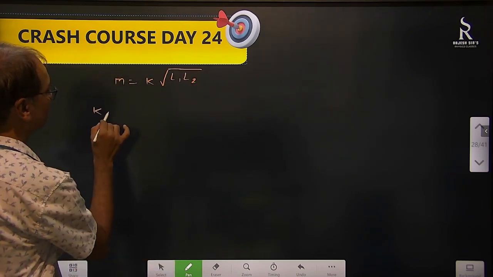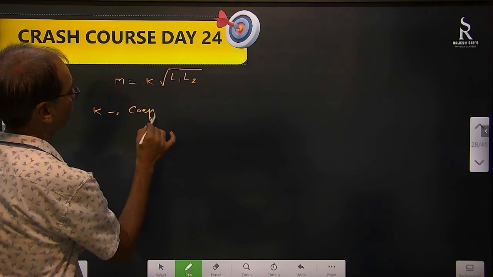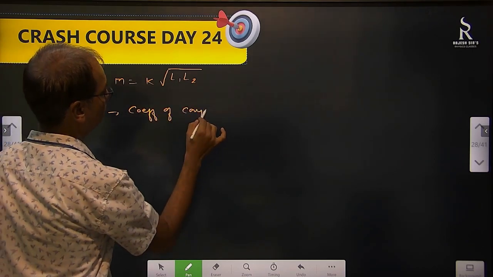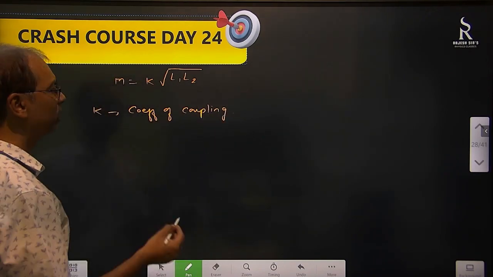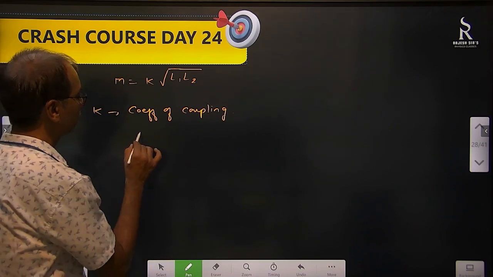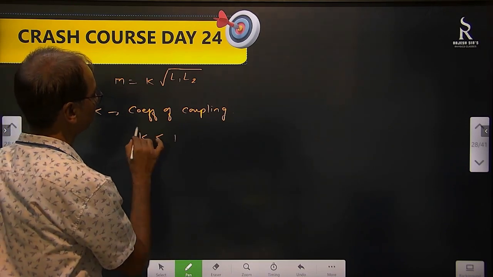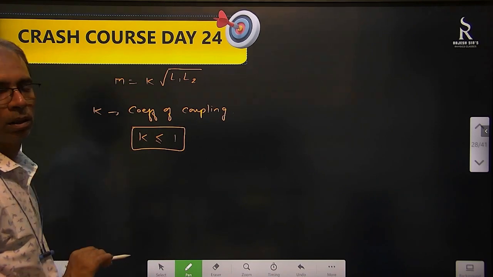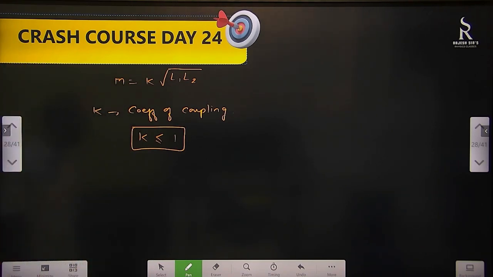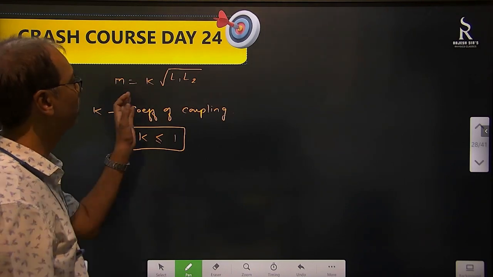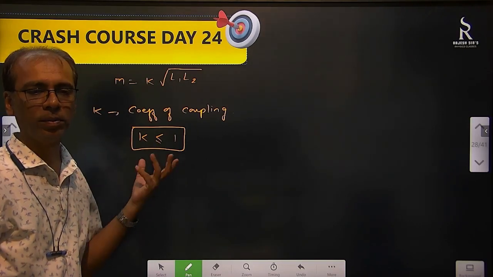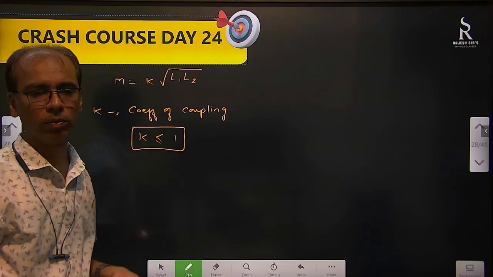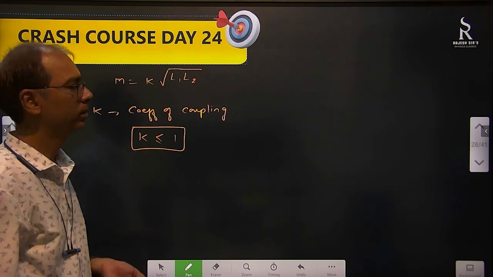What is this K? K is called the coefficient of coupling. The maximum value of K is 1, so K is less than or equal to 1. Remember that. Sometimes they will give you the L1 value, L2 value and M value, and ask for the coefficient of coupling. So we can find K is equal to M by root L1 L2. Correct?